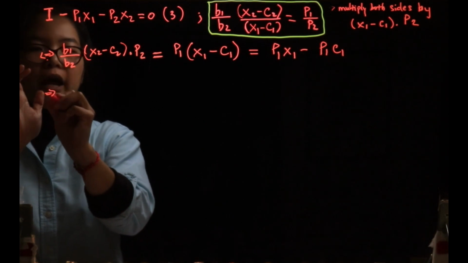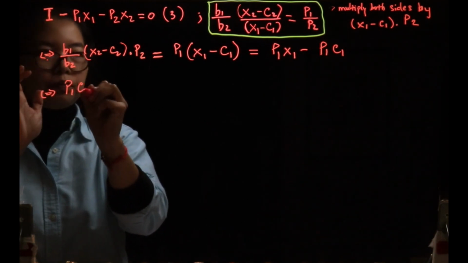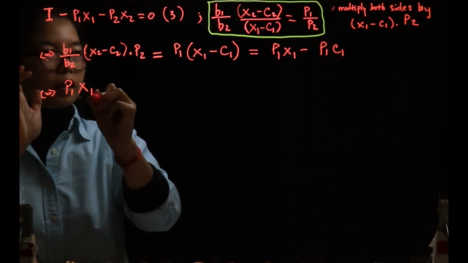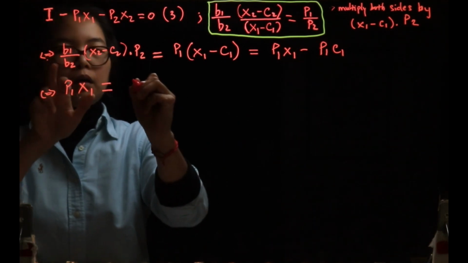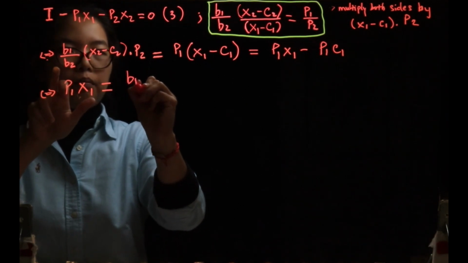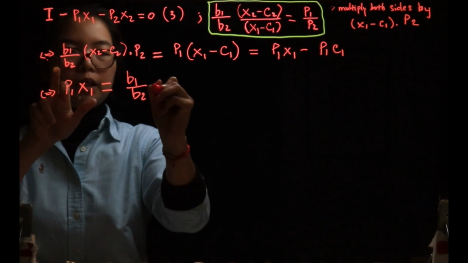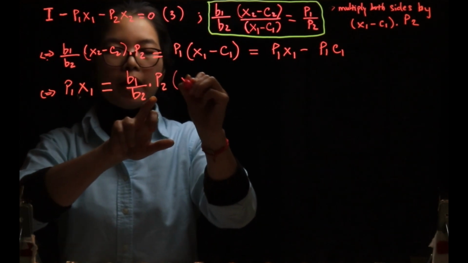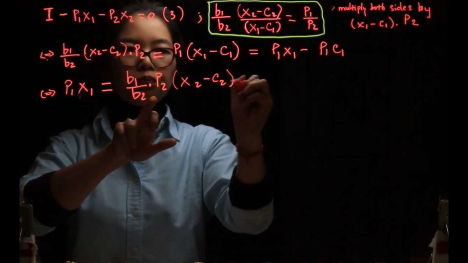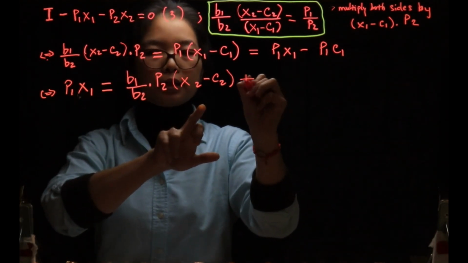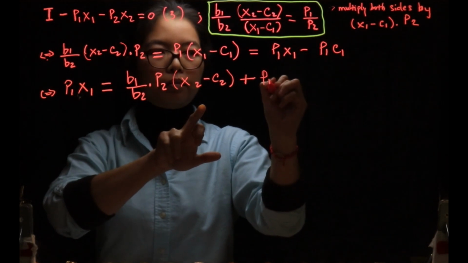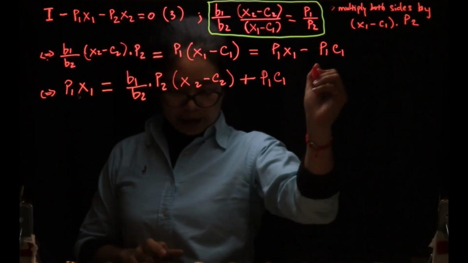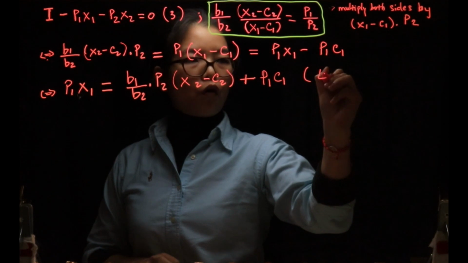So that is, we have, let's write first p1 x1, not c, equals the whole term over here: b1 over b2 times, let's put a bracket in front, p2 times (x2 minus c2), plus p1 c1. All right, I call this equation 4.